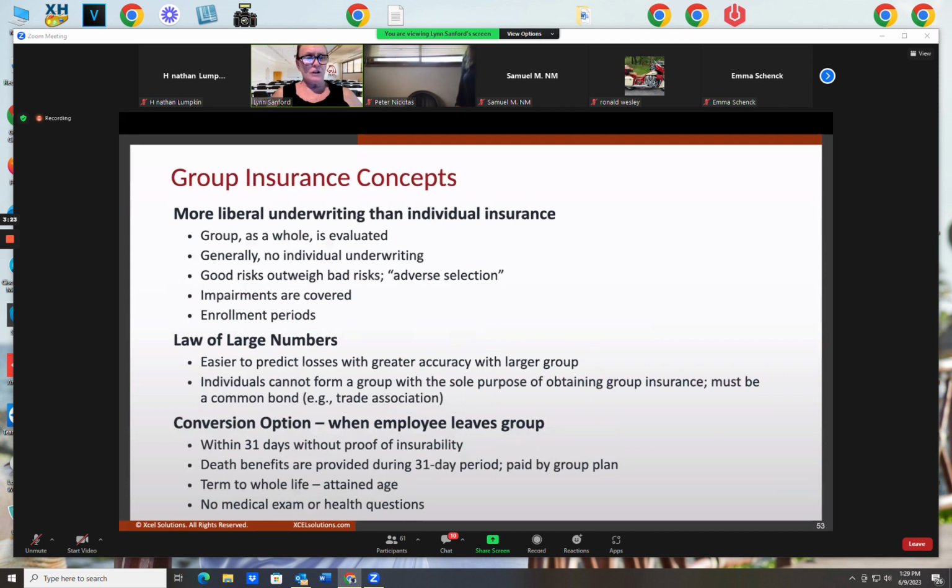Group insurance has more liberal underwriting than individual insurance. The group as a whole is evaluated, not individual members of the group. So group underwriting on group life insurance is different than individually owned, individually issued life insurance policies. So generally no individual underwriting is done. Good risks outweigh bad risks. That's okay, but adverse selection is when more bad risks outweigh good risks, and no insurance company wants that. They want their underwriters highly skilled, highly trained in analysis of risk. And they definitely want to insure more good risks than bad ones.